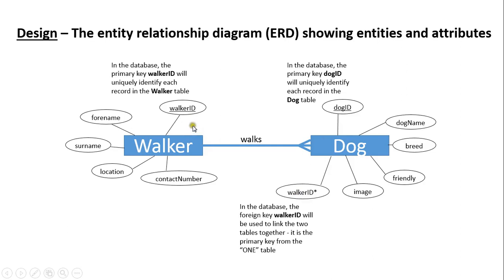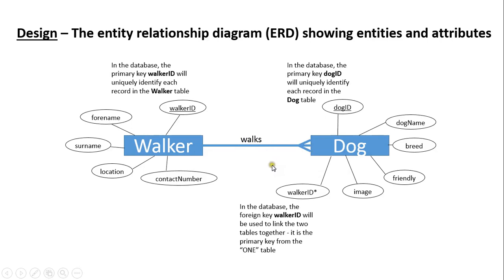The primary key for each of the entities, this is the attribute that's going to uniquely identify each of the entities. I've got walkerID for this entity and dogID for this entity, and the convention is to underline our primary keys. I've explicitly stated the relationship between two of them, so I've got one walker walks, and this crow's foot here indicates the many part of the relationship. So one walker walks many different dogs.